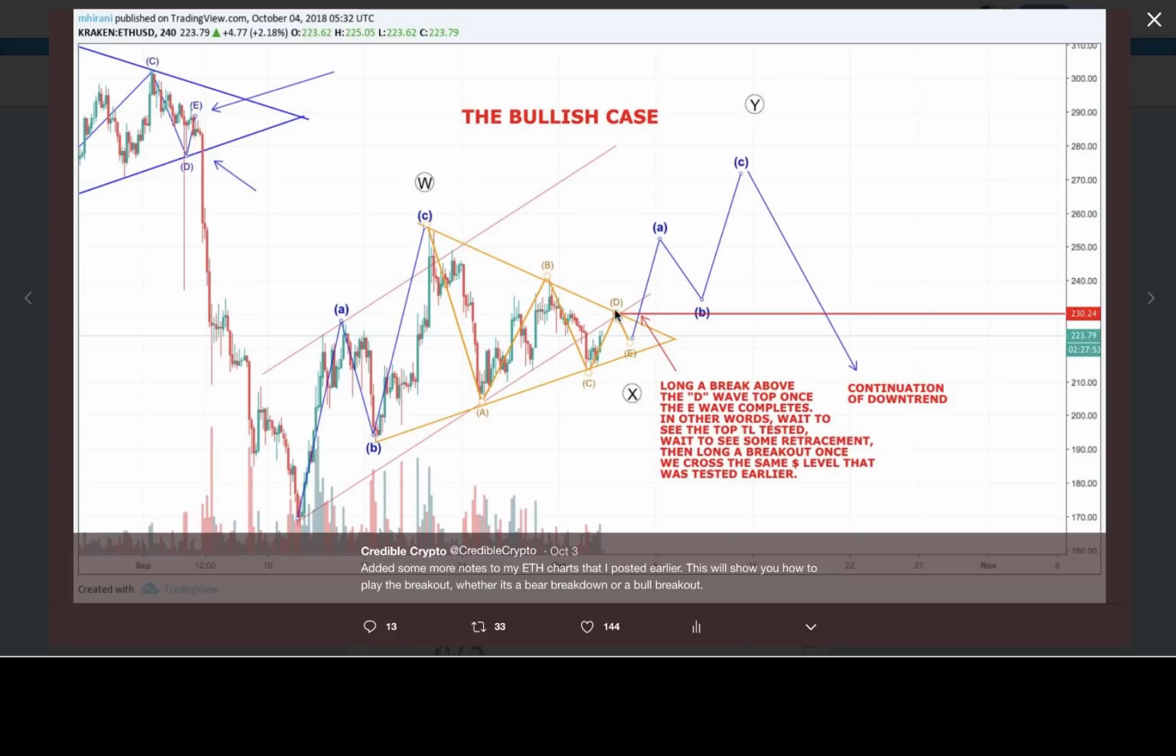In other words, wait to see the top trend line tested, wait to see some retracement, then long a breakout once we cross the same dollar level that was tested earlier. And then I was planning on catching this long up to about 270, 280, 290, and then I was going to flip short for the short over there. So that's the bullish case. So I've outlined both the bearish and the bullish cases.